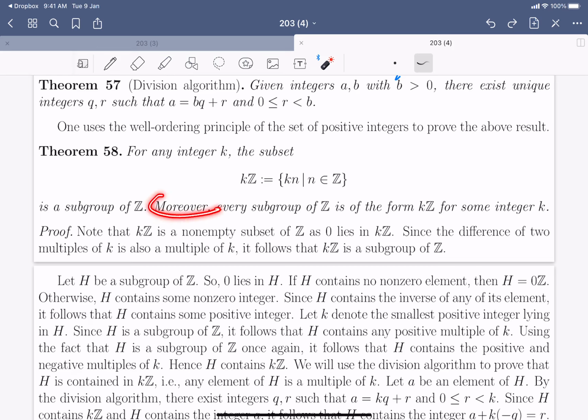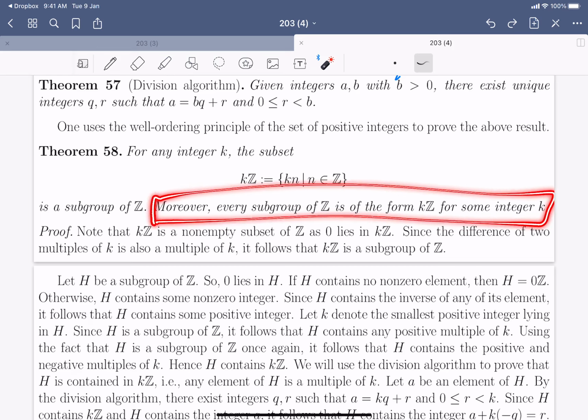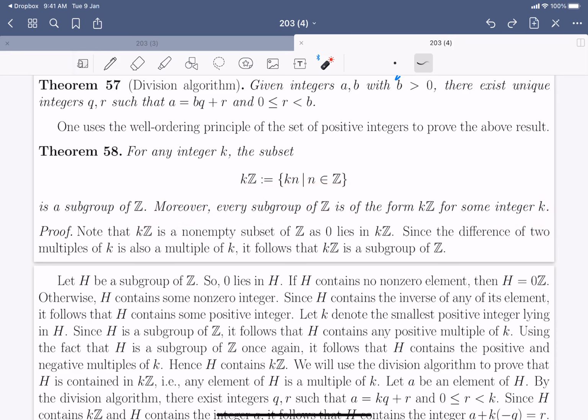Then the main statement, the principal statement of this theorem 58, is that every subgroup of Z is of the form KZ for some integer k. K could be 0, it could be 1, 2, 3, 4, or minus 1, minus 2, minus 3, minus 4.